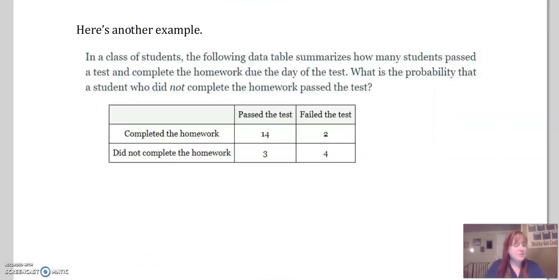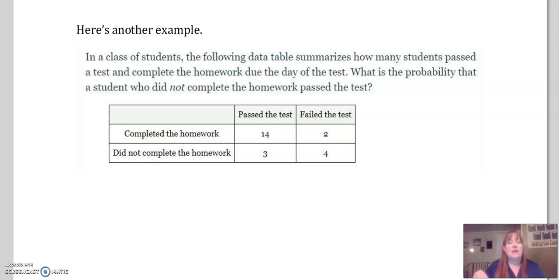I have a class of students. Here's the summary table. What is the probability that a student who did not complete the homework passed the test? So this is really conditional probability. We won't get too much into why it's super important, but it's really important because it helps us see causation and it helps us check to see if things are independent.